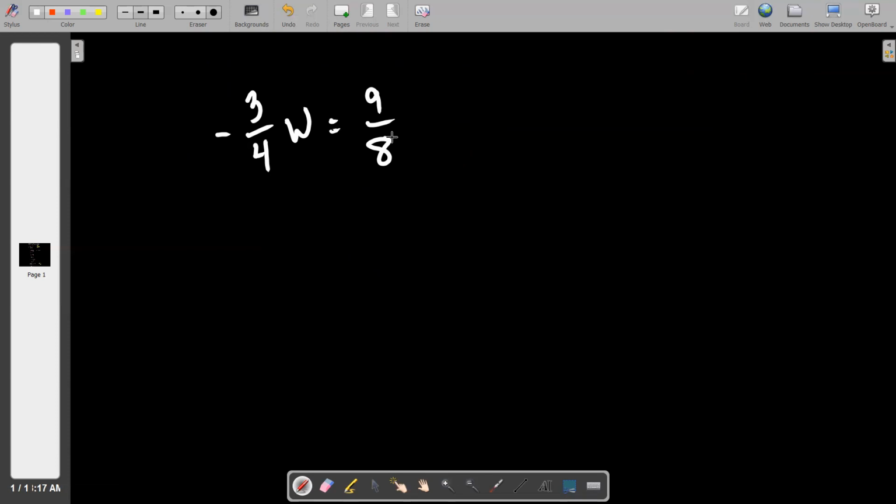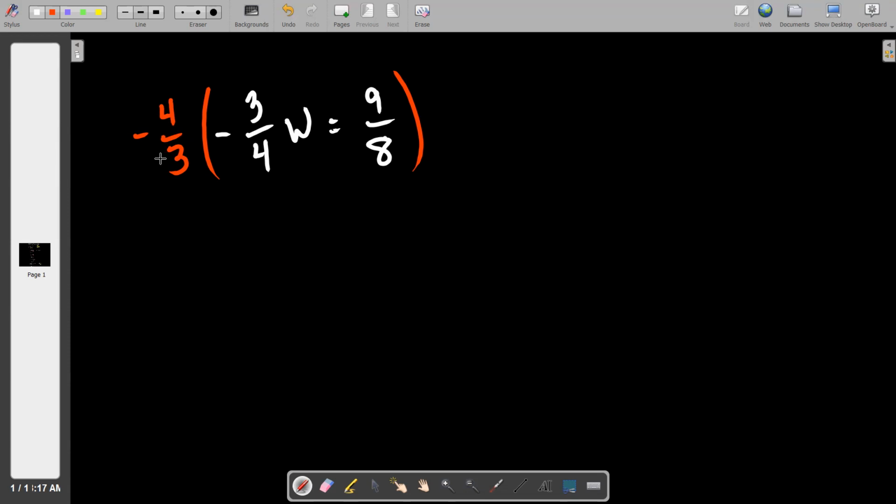Again, by definition, we're going to say I should divide, but we know better. What is our quicker route to success here? Multiply by negative 4/3. Very good.